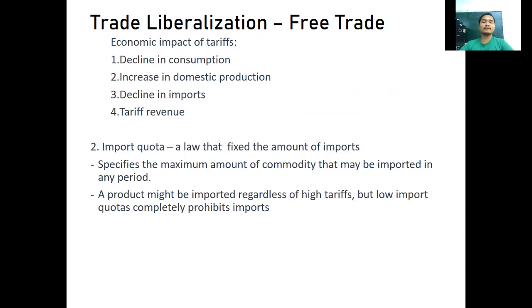So the economic impact of tariffs is the decline in consumption, increase in domestic production, decline in imports, and of course, the tariff revenue. Now, what is import quota? Import quota, it is a law that fixes the amount of imports. It specifies the maximum amount of a commodity that may be imported in any period. The product might be imported regardless of high tariffs, but low import quotas completely prohibit the imports.